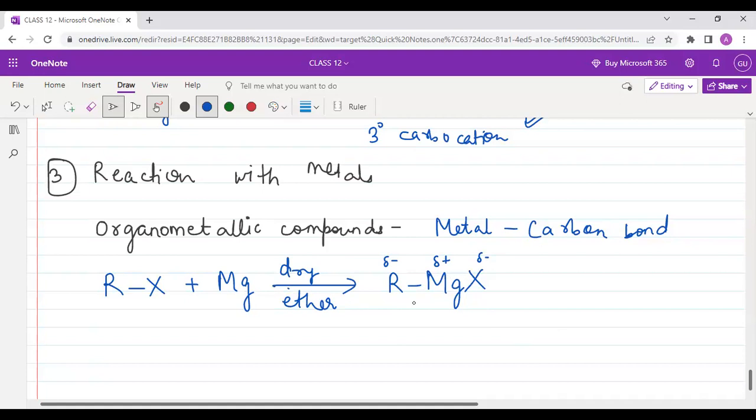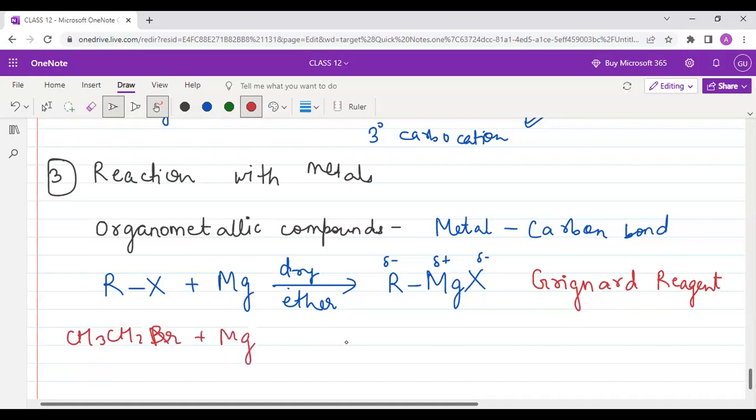And now tell me what is the name of this compound? RMgX. It is a general form of a compound. Grignard reagent. Remember? So whenever alkyl halides react with magnesium in the presence of dry ether, they form Grignard reagent. So if we have taken the example CH3, CH2, and Br along with magnesium in the presence of dry ether, can you tell me the product? With Br, right? CH3, CH2, Br.